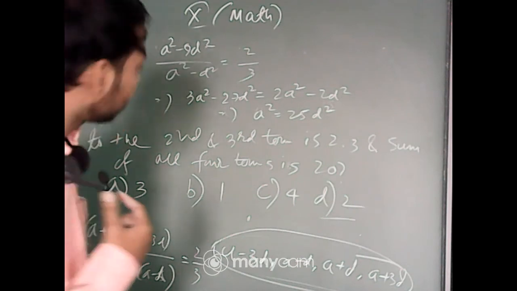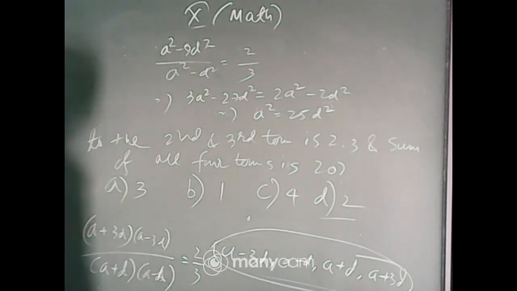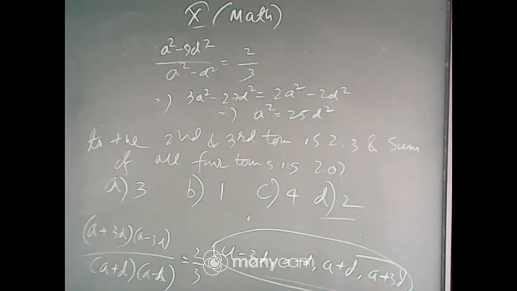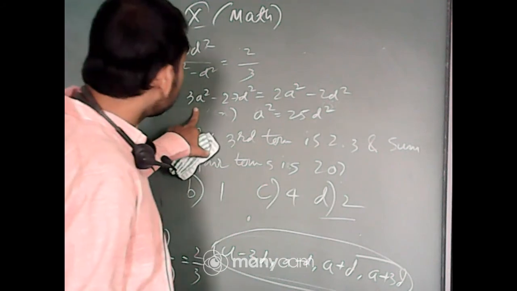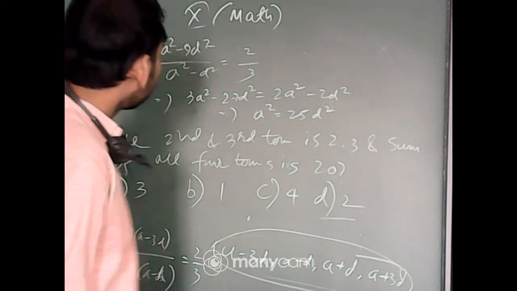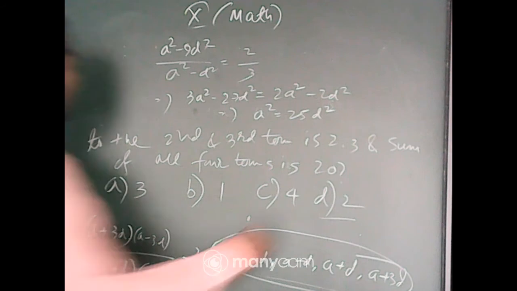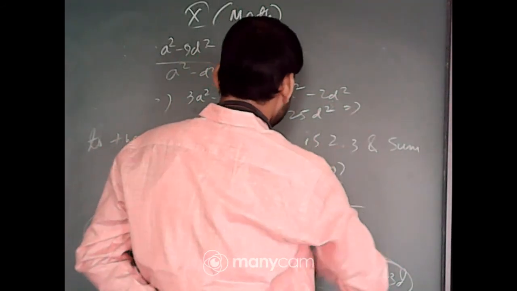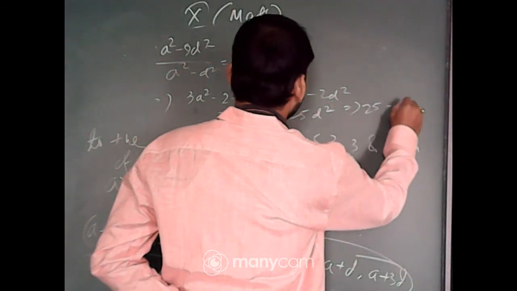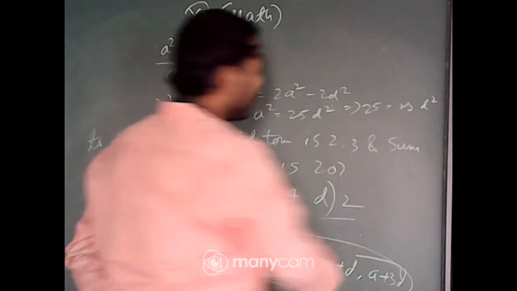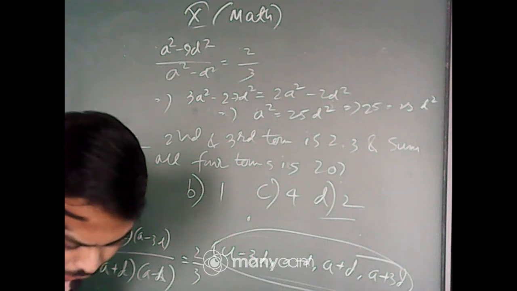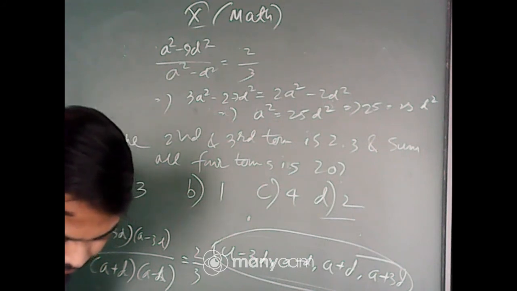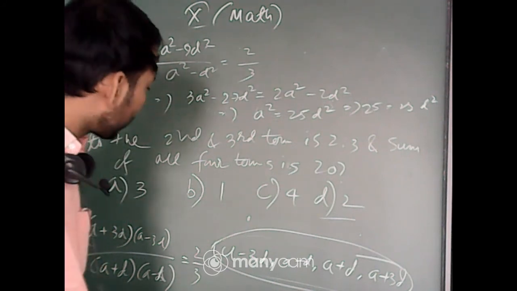From this calculation we find that A square equals to 25D square. So A means here 5. So 25 equals to 25D square. D equals to 1, isn't it? D equals to 1 or 2? D equals to what?